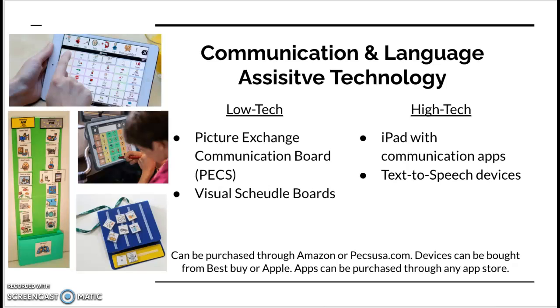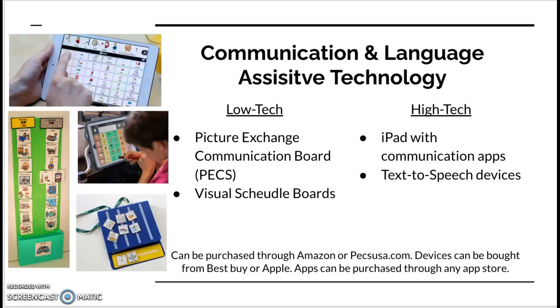There are also text-to-speech devices that can be used where students are typing words or again clicking icons. This bottom one is a Tobii, and there's the ability to use eye gaze in order to select icons for people who have cerebral palsy or other types of disabilities that prohibit them from using their hands, so that they can use their eyes to communicate.